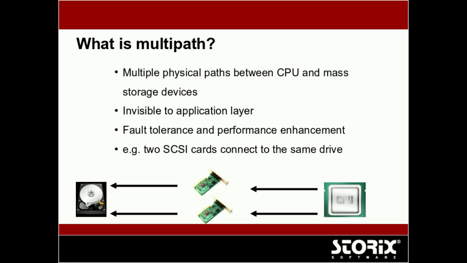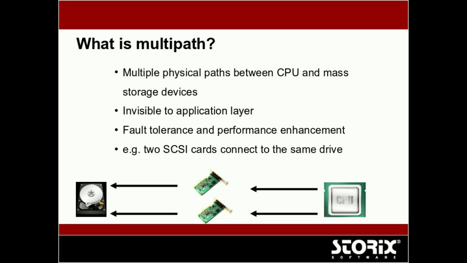So first off, what is multipath? Well, multipath refers to a system that uses multiple physical paths between the CPU and some kind of mass storage device. There are a couple advantages to doing things this way. That is, it normally is invisible to the application layer, so an application will just see a drive while underneath this multipath system will be going on.